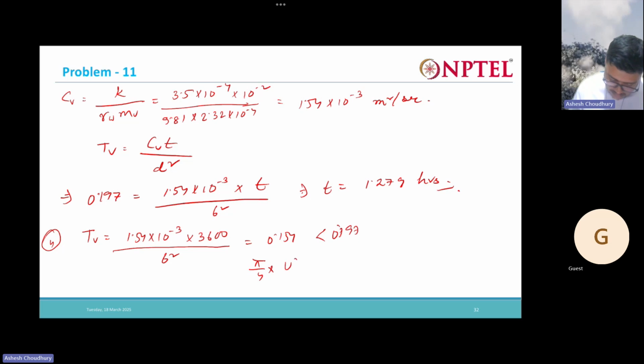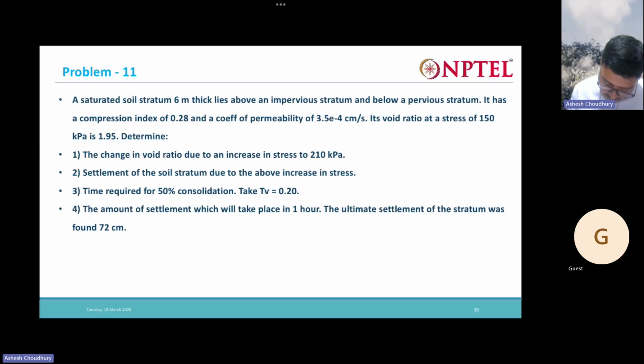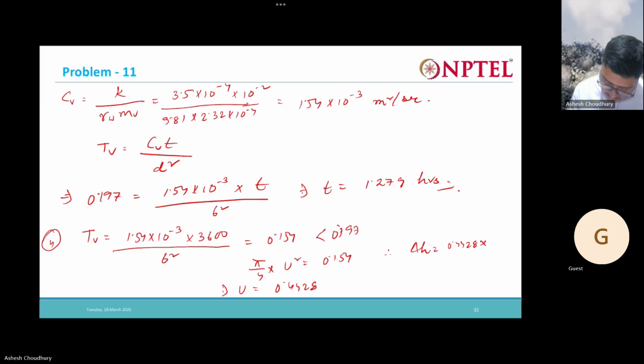So I can use this: pi by 4 into U squared is equal to 0.157. From here, U will come out as 0.4428. Therefore, settlement in 1 hour is 0.4428 times the ultimate settlement. The ultimate settlement is how much? 72. So this will come out as 31.88 centimeter. So this much settlement happens in 1 hour.